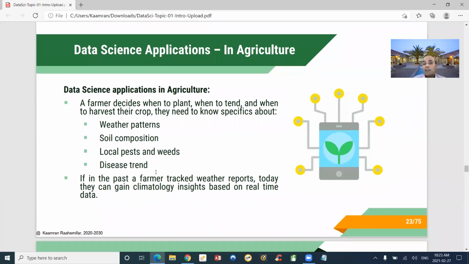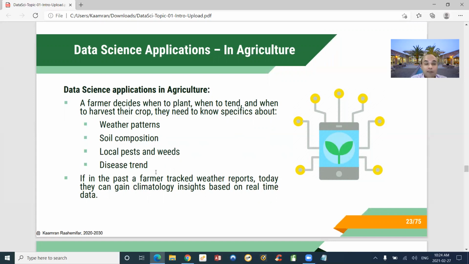Data science application in agriculture. In the past, the farmer would put a finger in the air to see the direction of the wind. Is it going to rain tomorrow morning? No knowledge of what happens tomorrow. That was 1,000 years ago.